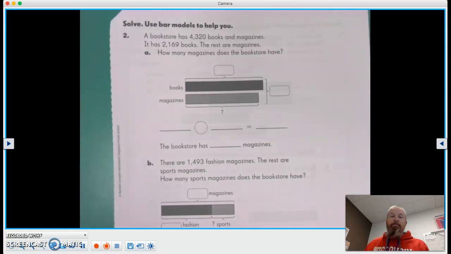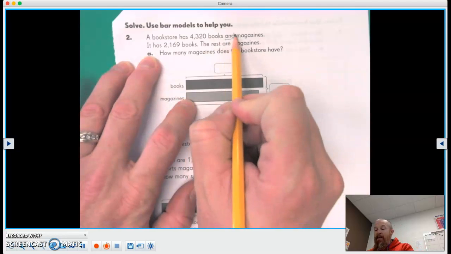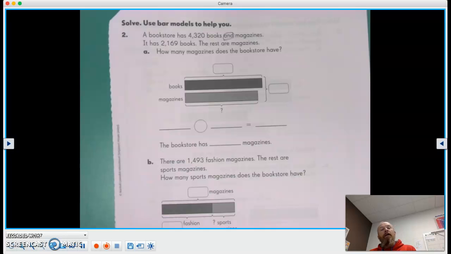All right, on to the next page. Like one problem a page. This is awesome, right? A bookstore has 4,320 books and magazines. It has 2,169 books. The rest are magazines. So how many magazines does the bookstore have?